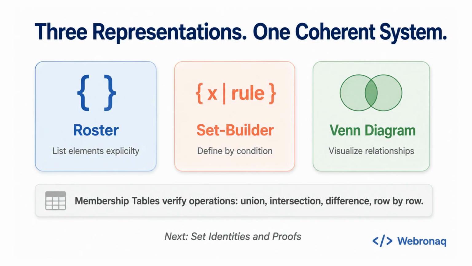They just give you different angles on it, and knowing when to reach for each one is the real skill. Our running example, set A containing 2, 4, 6, and set B containing 6, 8, 10, worked consistently across every tool. In the next video, we will use this foundation to explore set identities and how to prove them formally.